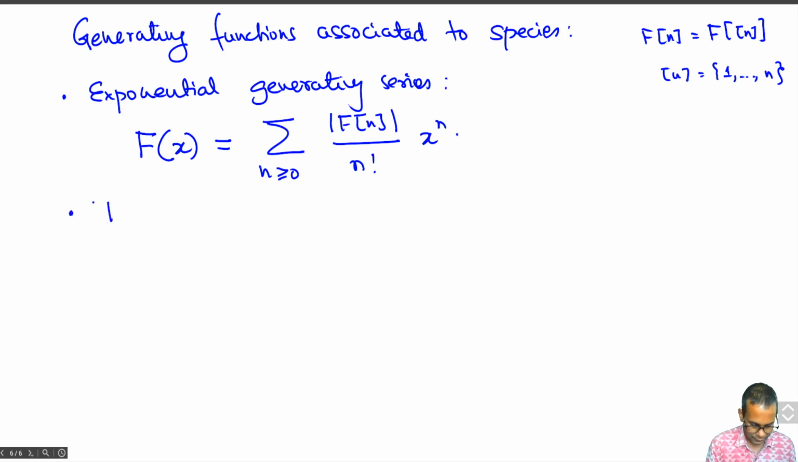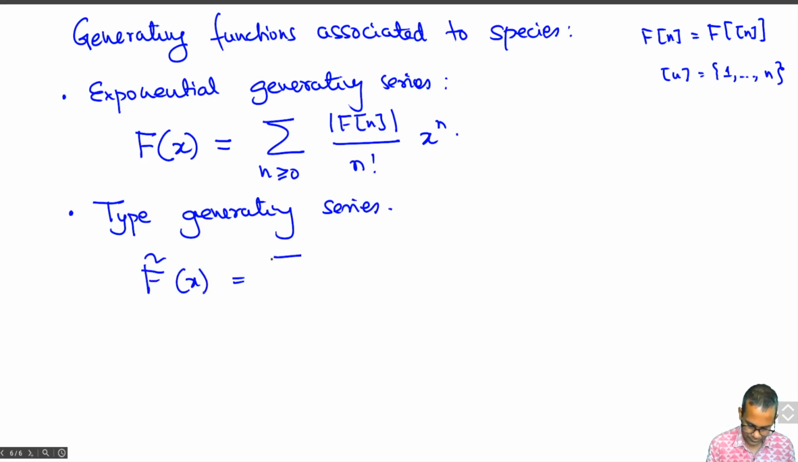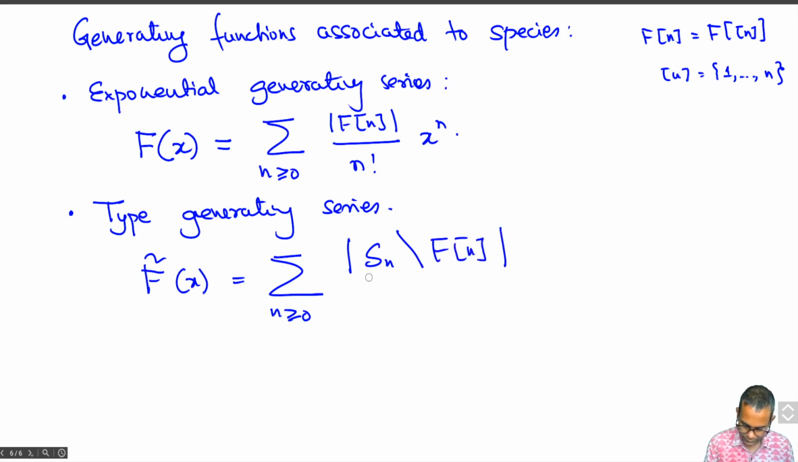I divide by n factorial, x to the power n. Then there's the type generating series. F tilde of x, this is the sum over n greater than or equal to 0 of the cardinality of Sn mod Fn. Now I need to say a word here. This is an ordinary generating function.